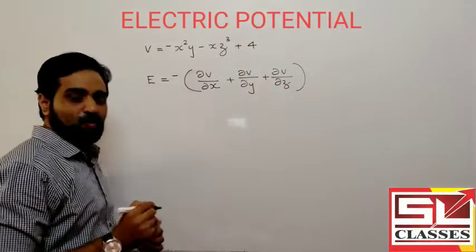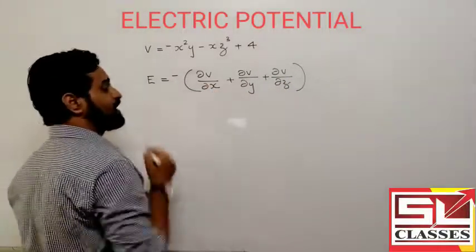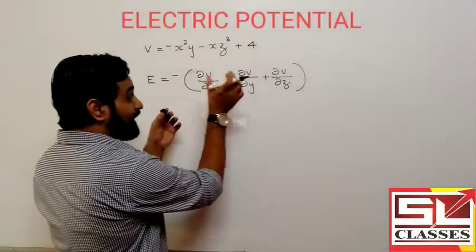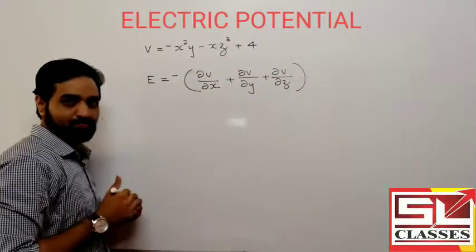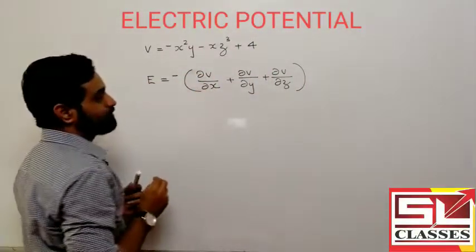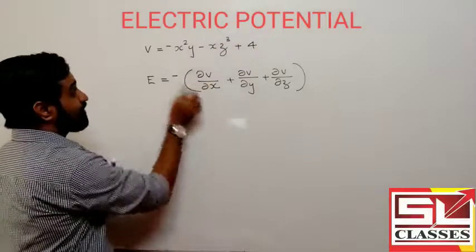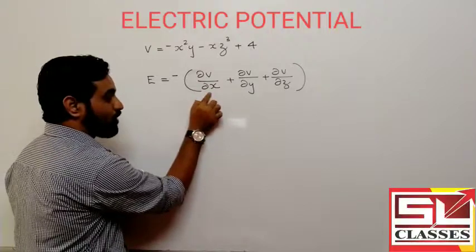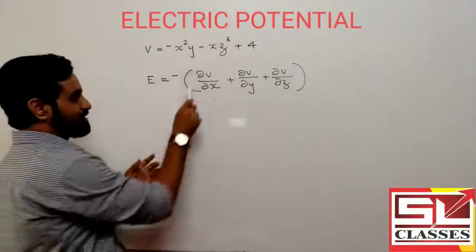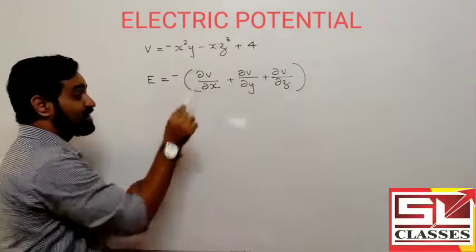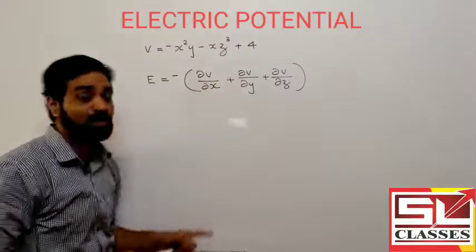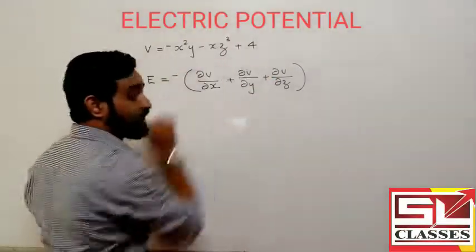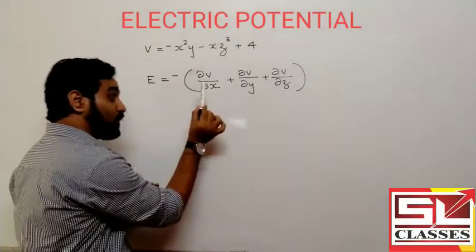Okay, what is the meaning of this? How can we do this? So there are three differential terms. In the first term, we have to take the derivative of voltage with respect to x. Just listen to this term only first. This is the partial derivative of V, that is, of the voltage function, with respect to x.